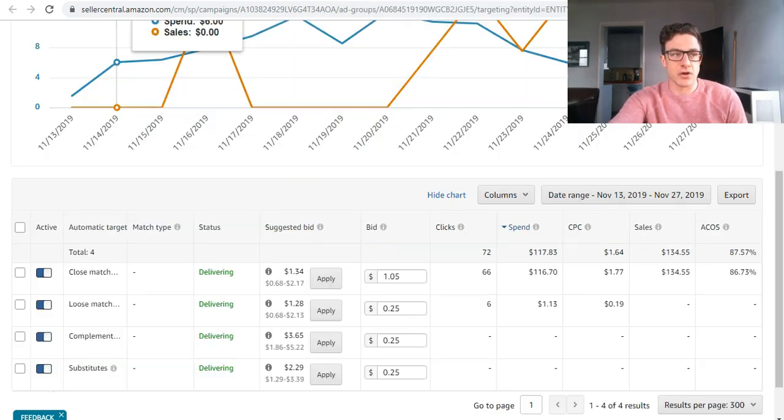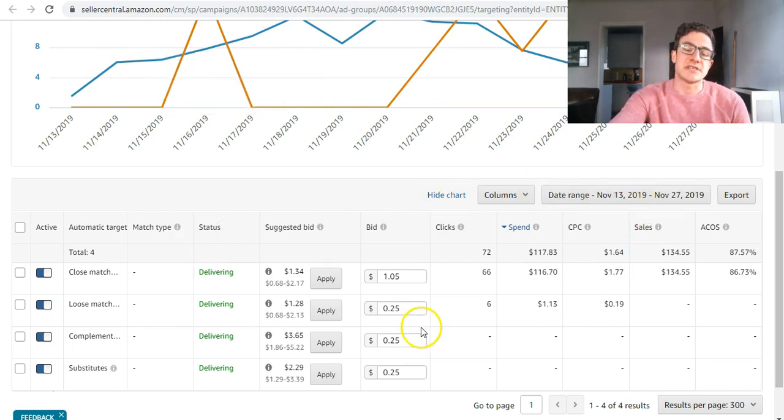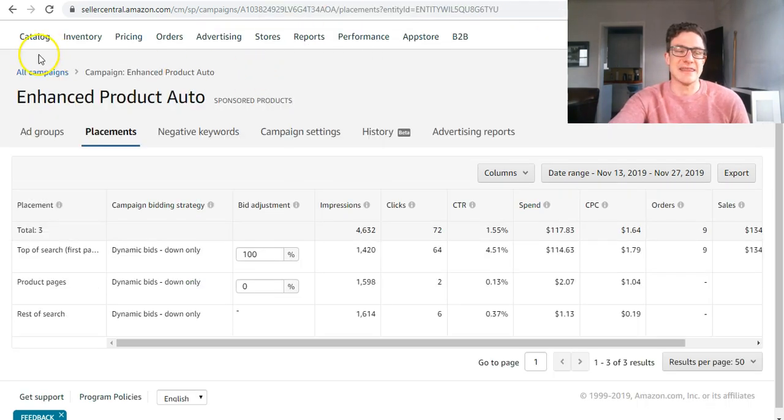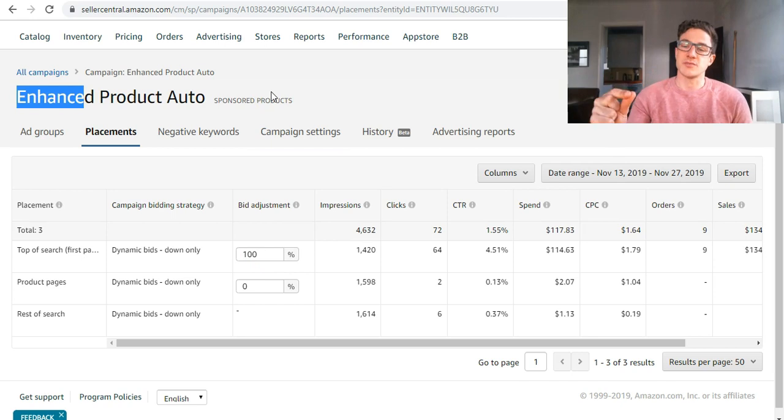Right away, actually, let's go to this page first. So this is enhanced product auto. Same 2-week date range. So you see what I did here. I have the bid very, very high for close match, and then I have it low for the other three. But you'll see that the cost per click is much higher than the bid, right? Because this actually isn't too high of a bid for this campaign. That's where placement stats come into play. This is the enhanced part. The top of search placement stats, 100% for only close match auto.